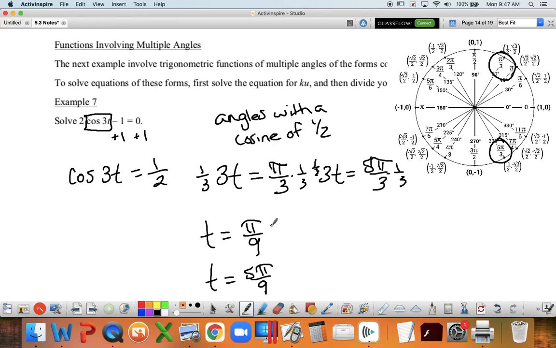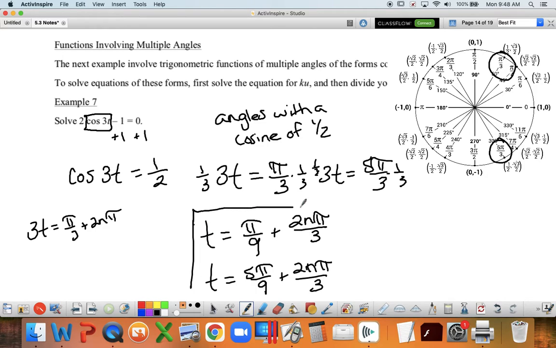And since I'm not in an interval, right, I want to make sure that I consider all of the multiples. You'll notice I am dividing these as well by 3 because, right, if I'd set this up, I would have said really 3t is equal to pi over 3 plus any of its multiples. So when I multiply by 1/3, I have to multiply both of these parts by 1/3. So that is my answer there.